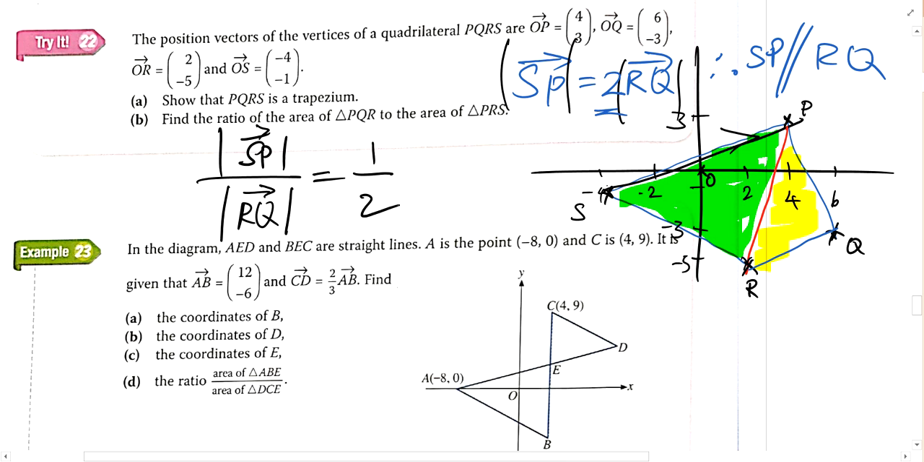Now it is very clear. Which one is the 2 units, which one is 1 unit? RQ is 2 units. Oh, hey, this is 2 over 1. SP over RQ, 2 over 1. So which one is 2 units? SP must be 2 units over here. This must be 1 unit. With this, how do we find the ratio of the area?